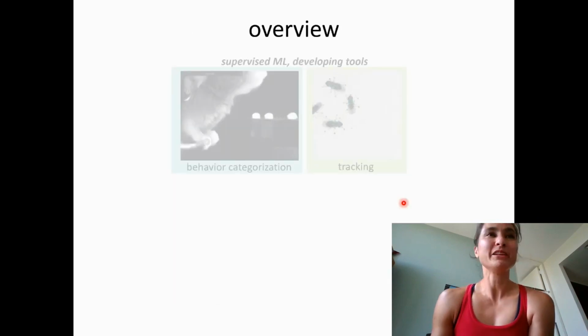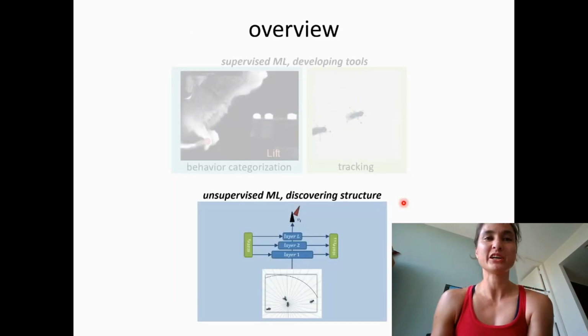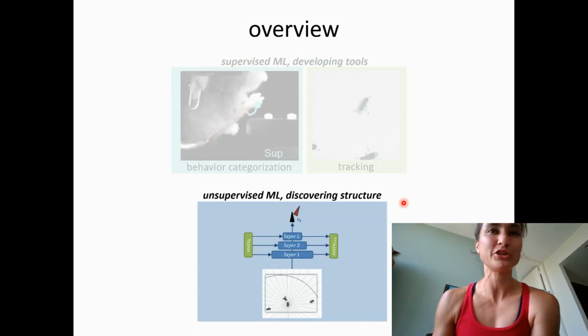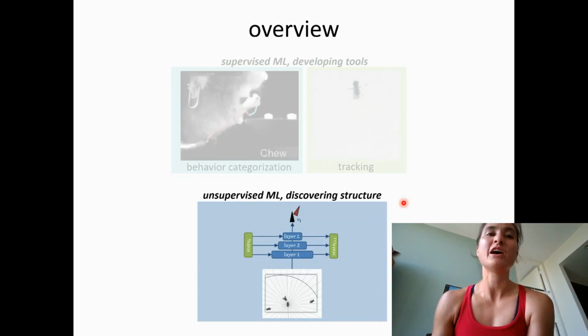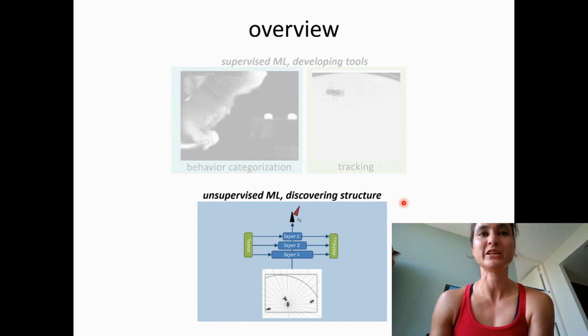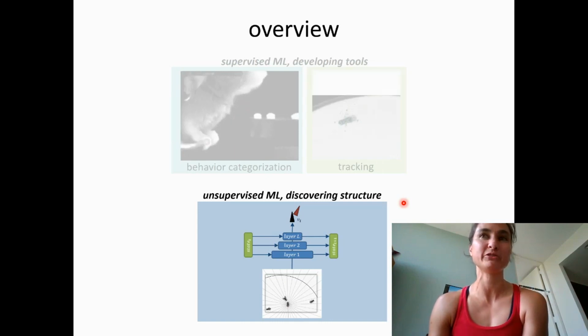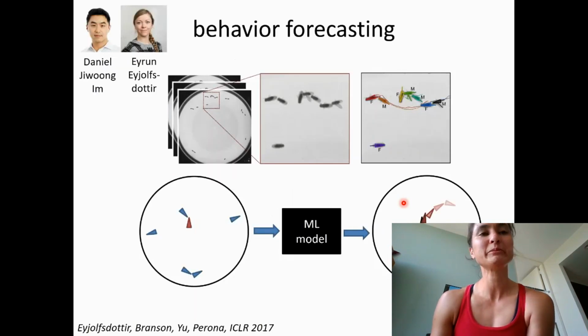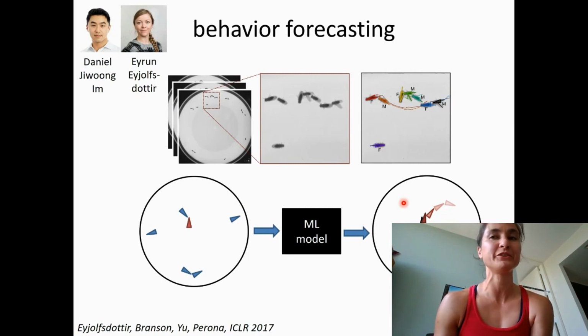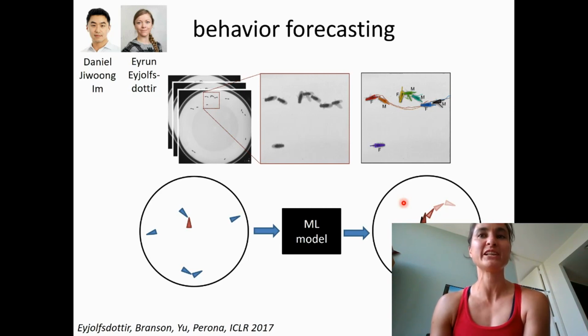Okay, so in my last few minutes here, I'm going to switch gears and talk about a very recent project that we've been working on, where we're trying to use unsupervised machine learning to discover new behavior structure. So here we've been looking at the problem of behavior forecasting. In behavior forecasting, our goal is to be able to predict the future behavior of an animal given its current environment and past behavior.